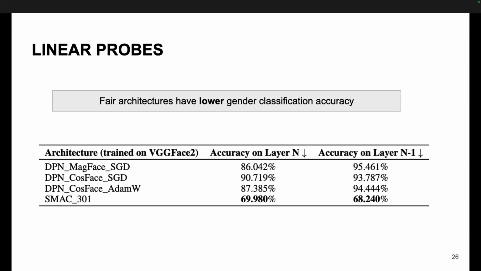So these networks in no way see the gender or are told about the protected attribute. We don't want them to exploit the protected attribute, that's gender, to make predictions for a given identity. And hence we want the results from these linear probes to have a lower classification accuracy. And what we see is that the SMAC architectures, in fact, have much lower classification accuracy on gender classification compared to the other baselines. What this means is that the feature representations of these architectures are not exploiting gender as a protected attribute to make predictions for a given identity.